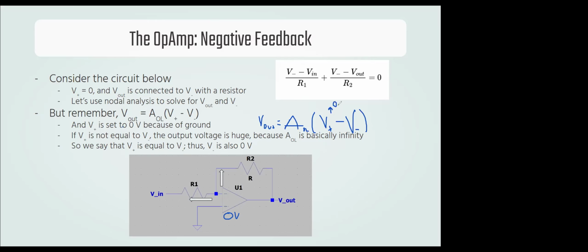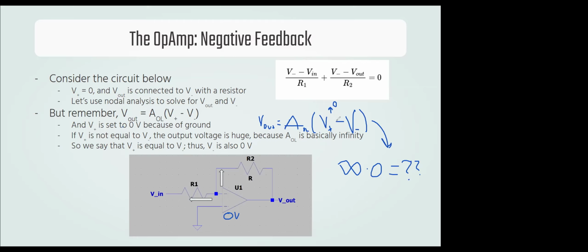Because if there's a difference, then V out will become infinity. But remember that if this term becomes zero, we have something like infinity times zero, and this is not infinity or zero. If you do any calculus, what this looks like in practice is an indeterminate form. It could just be a number. We don't actually know what infinity times zero is. It's just some mystery thing. Okay. And so V out is not necessarily zero if this term is zero.